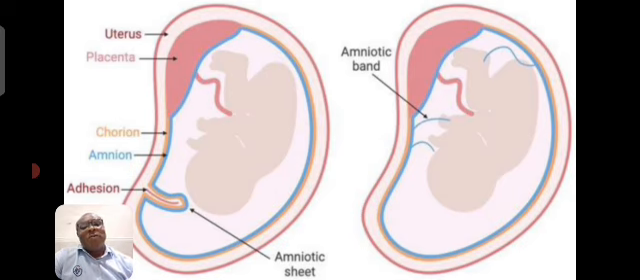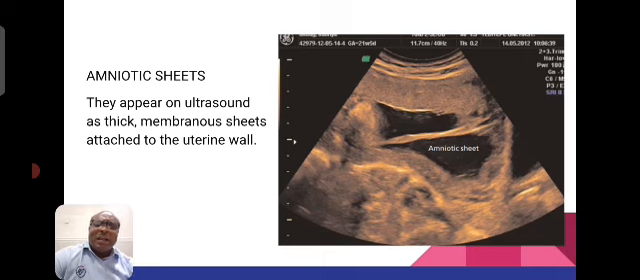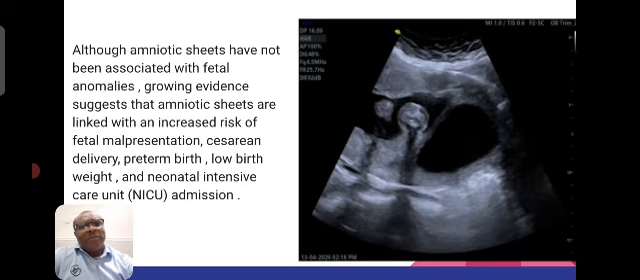Now, what do they look like on ultrasound? Amniotic sheaths appear on ultrasound as thick membranous sheaths attached to the uterine wall, as you can see on this sonogram. So they are multi-layered and thick. Now, although amniotic sheaths have not been associated with fetal anomalies, growing evidence suggests that amniotic sheaths are linked with an increased risk of fetal malpresentation, cesarean delivery, preterm birth, low birth weight, and neonatal intensive care unit admission.